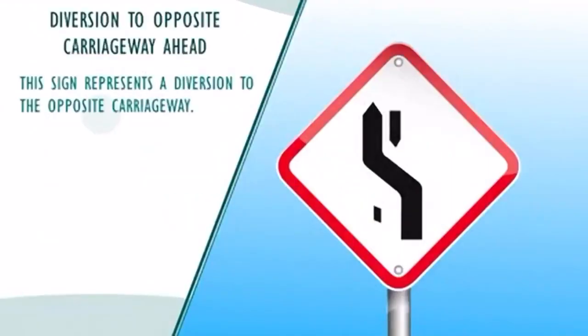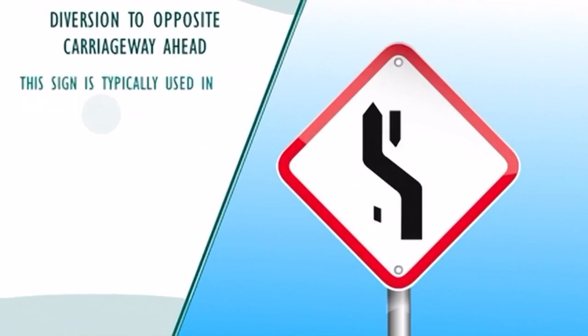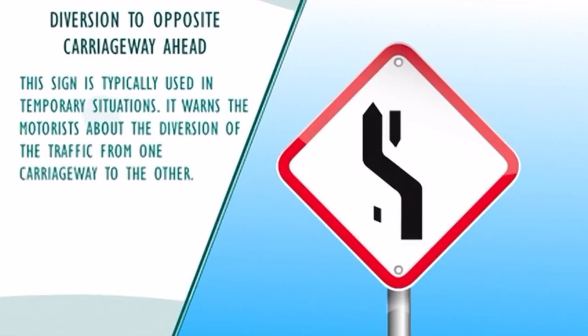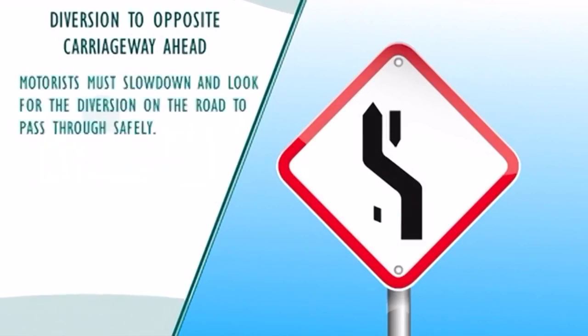This sign represents a diversion to the opposite carriageway. This sign is typically used in temporary situations. It warns the motorists about the diversion of the traffic from one carriageway to the other. Motorists must slow down and look for the diversion on the road to pass through safely.